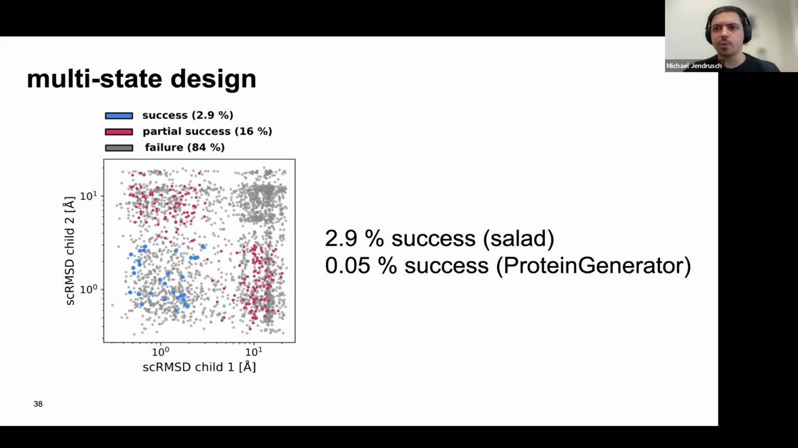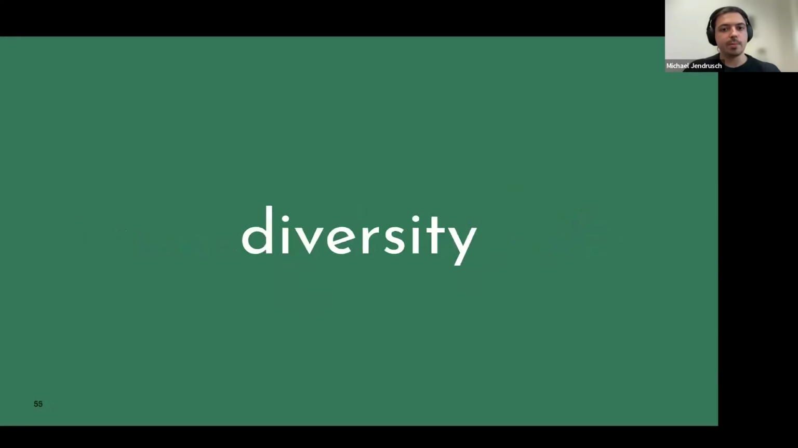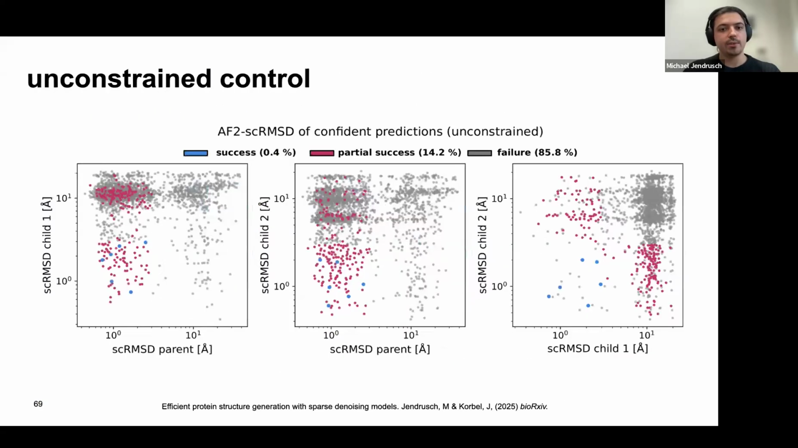We actually did a control here. What happens if we don't do the coupling? So what happens if we just provide the secondary structures for the parent and children and do not couple the processes? And for that, I have a backup slide. So basically, there we found that if we do not couple the two processes, we only get a 0.4% success rate. So having this coupling between the processes really increases the success rate of multi-state design by a lot.